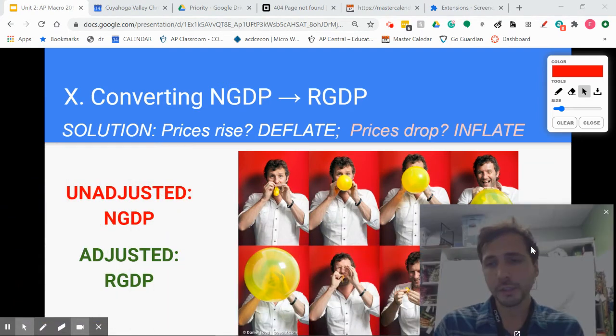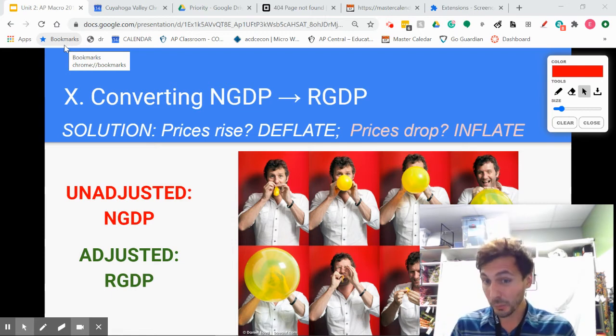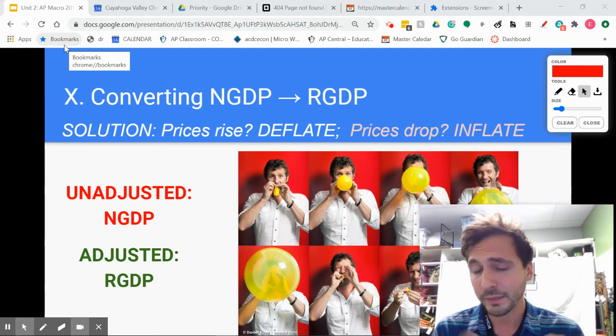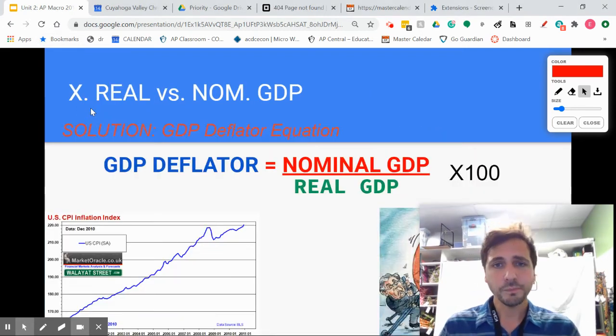So unadjusted for inflation is nominal, adjusted is real. That's why we call it real, because we can actually use it. It's tangible and it doesn't confuse quantity with price like nominal GDP does. Okay? So, how do we do it? Let's get into that finally.